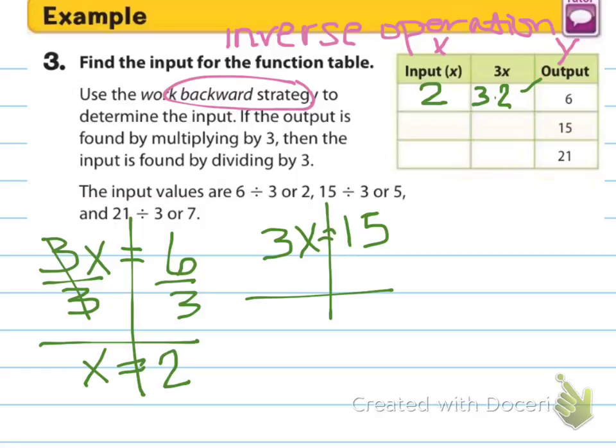The next one, now we're saying that 3x equals 15. So again, I'm going to do my t-chart here. I'm going to do my inverse operation by dividing by 3. I'm going to get x equals 5. So I'm going to add in my 5. I'm going to see 3 times 5. Does that equal 15? Check mark.